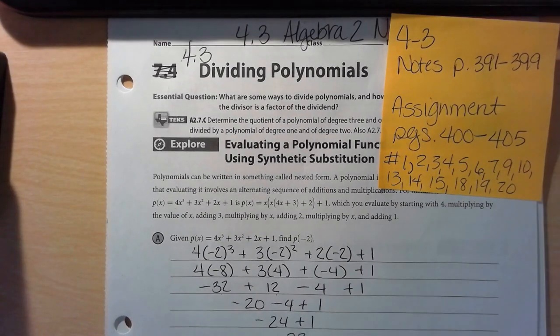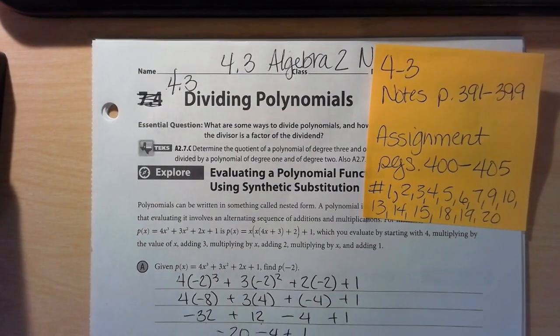Okay, this is the 4-3 notes for Algebra 2. We're looking at dividing polynomials. This is pages 391 to 399. Assignment pages is 400 to 405. Problems 1 through 10, 13, 14, 15, 18, 19, and 20, excluding number 8.